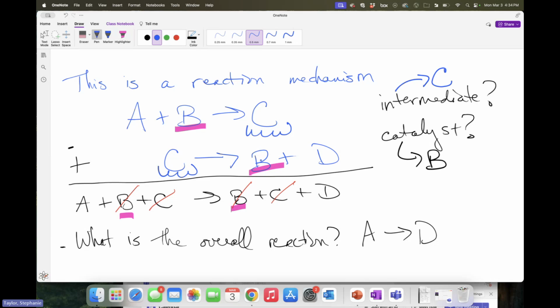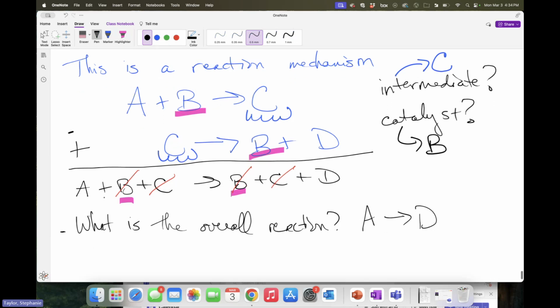Since we've done this much, because I have the presence of a catalyst, I could actually ask you for what is the rate law for the overall reaction?